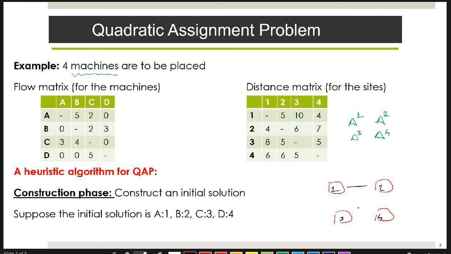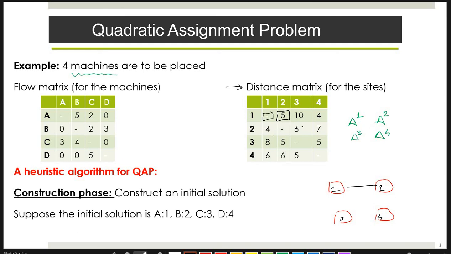We know the distances between these locations. Between 1 and 2, what is the distance? It is given in this matrix. The distance between 1 and 2 is 5. The distance between 1 and 1 is not given, it is 0. There is no distance. Of course, we cannot place 2 new machines in the same location, so each machine must be placed in a different location.